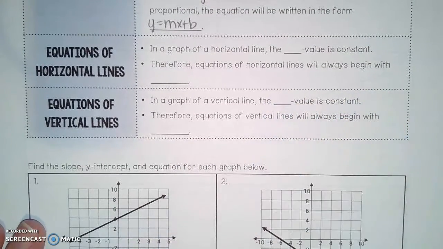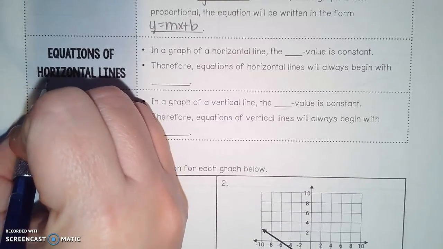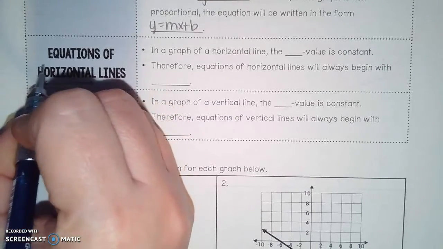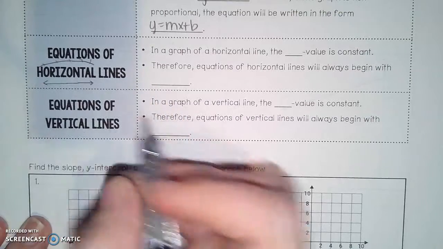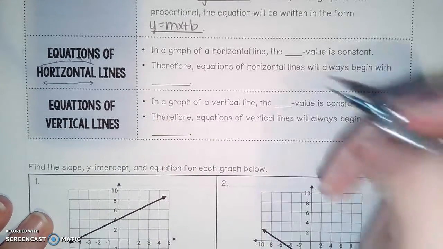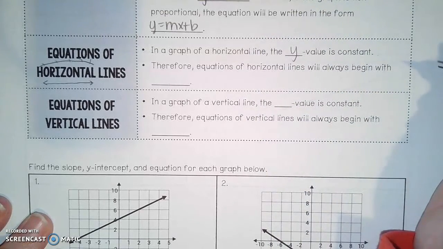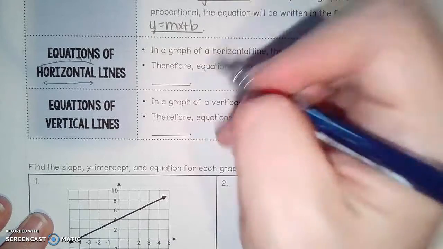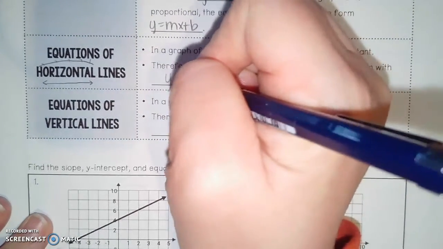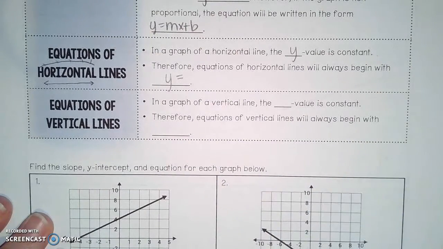relationships. So if we continue through this, we're going to talk about equations of horizontal lines, and you can remember horizontal lines going from right to left. Think of the horizon as the sun. Okay, so right to left, and then we're going to look at equations of vertical lines. So if the graph is a horizontal line, then the y value is constant. Therefore, equations of horizontal lines will always begin with y equals, right? So when we have horizontal lines, it'll say y equals 5, right?